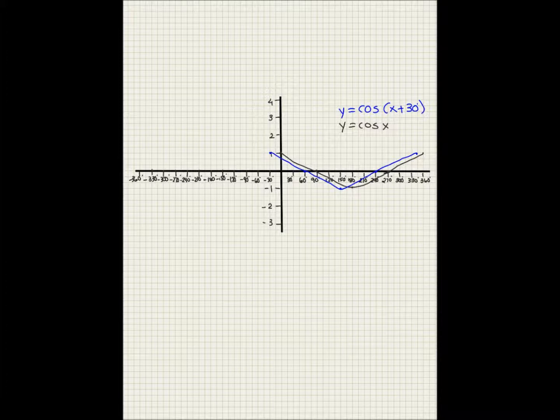Here we have y equals cos (x plus 30 degrees). As you see in the black, it's the original cosine graph, and in the blue, the graph has been moved 30 degrees to the left.